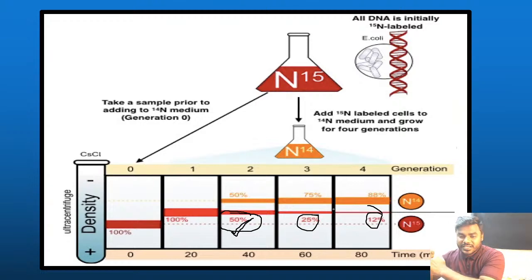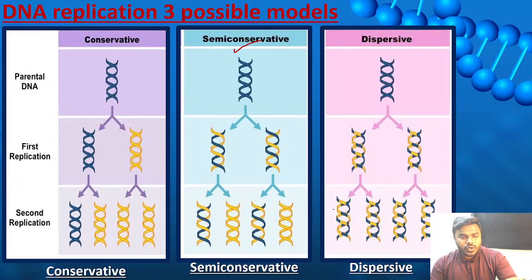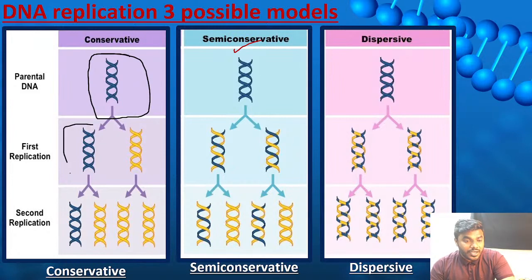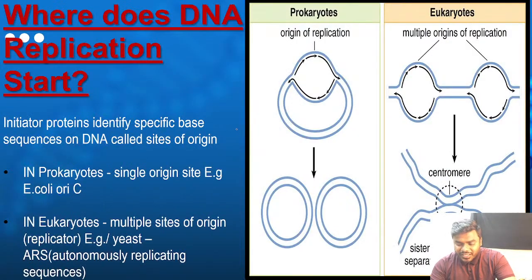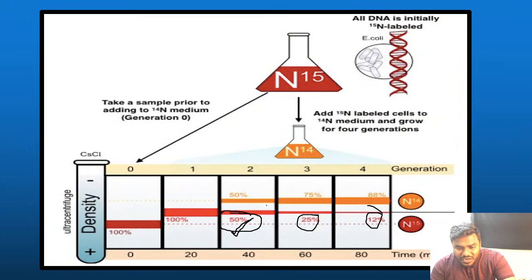Every time it is getting repeated. Suppose we have to disprove. For example, try to understand the conservative model. What did I say to all of you about the conservative model? The entire parental DNA is preserved and it is going to be converted into the daughter strand. Now you tell me, do you observe anything like that? We never observed the entire parent strand giving rise to the daughter strand.